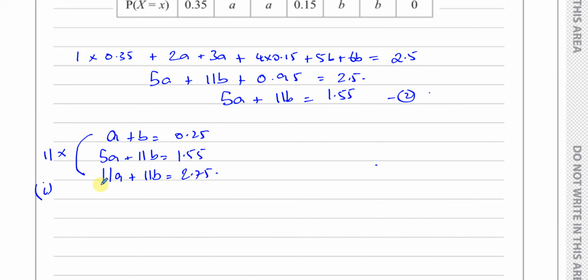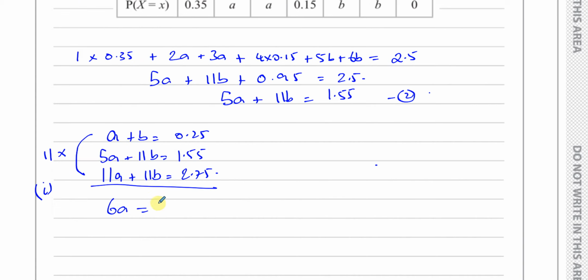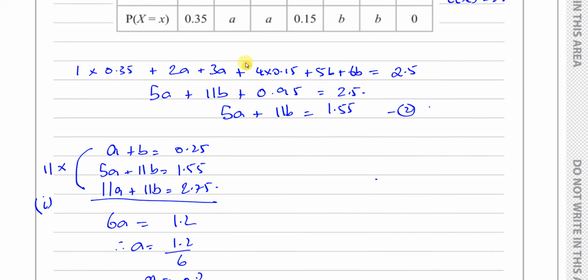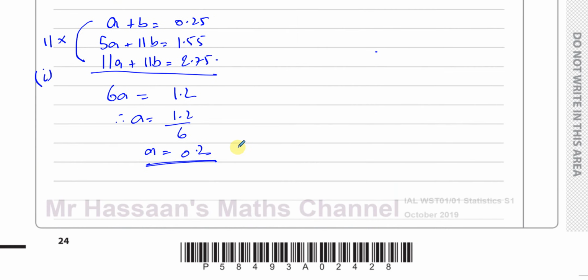And if I subtract these two equations, 11a minus 5a is 6a. That gives you 2.75 minus 1.55, which gives us 6 over 5, which is 1.2. So therefore a is equal to 1.2 divided by 6. So a is equal to 0.2. Now it's important that you show your steps clearly, especially when they say show that and they give you the value. So you show your steps very clearly for that. That's part 1. And part 2, we've got to find what b is.